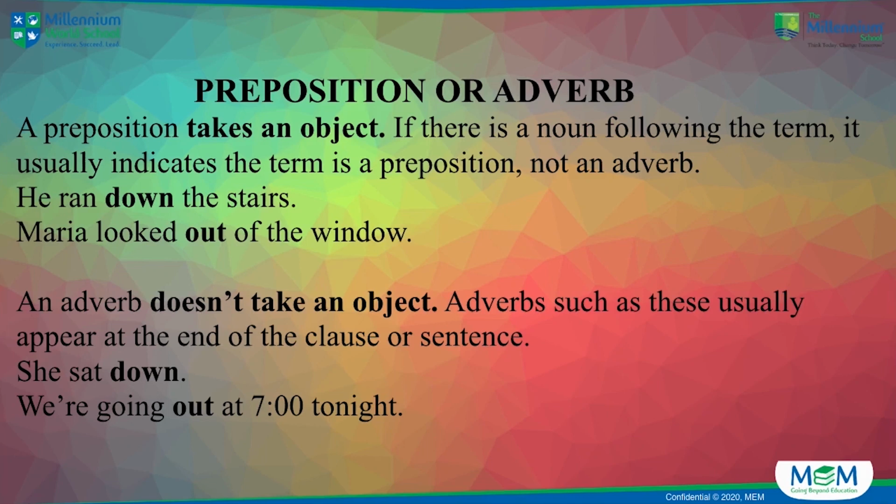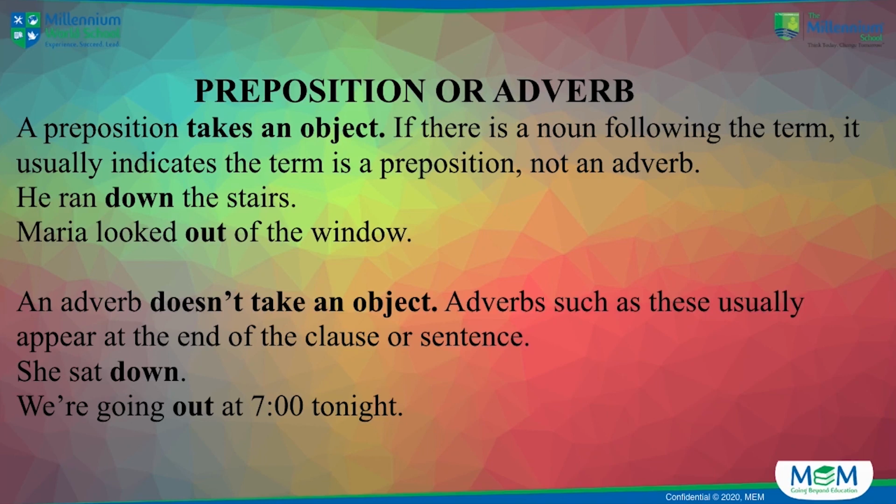So here you are. A preposition takes an object. If there is a noun following the term, it usually indicates the term is a preposition, not an adverb. So you look at the example. He ran down the stairs. Maria looked out of the window. Now you see, you have an object for the preposition down, and you have an object, window, for the preposition out.